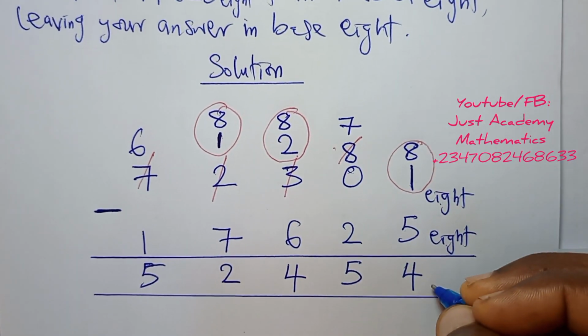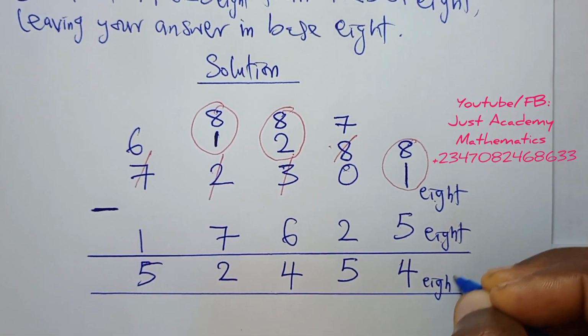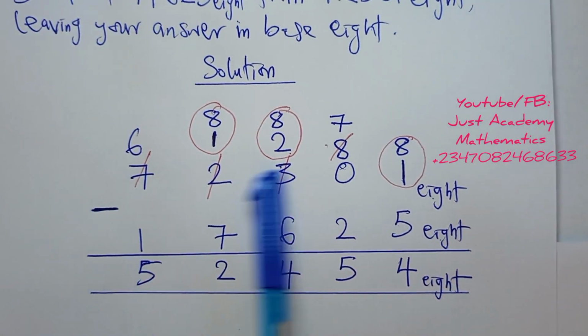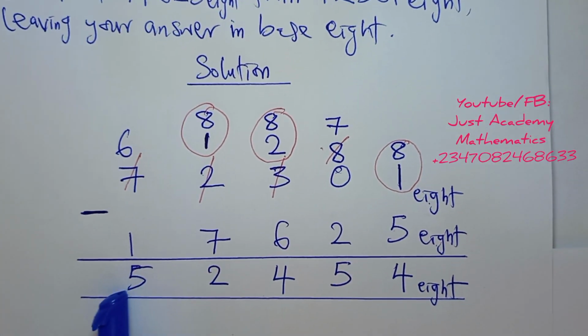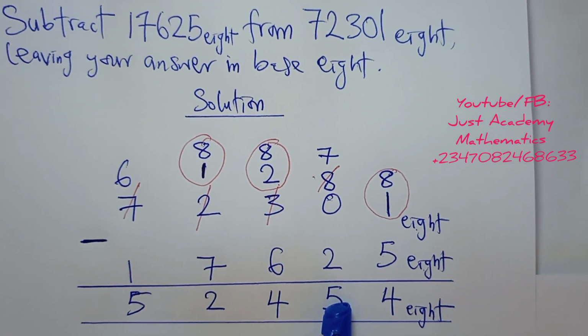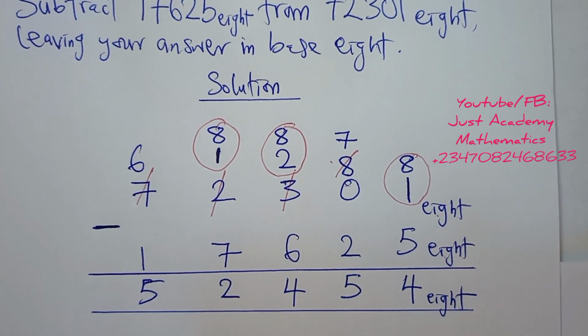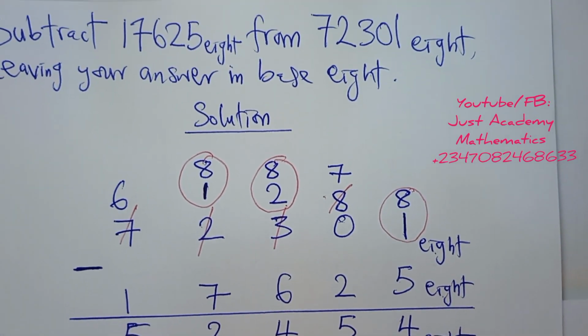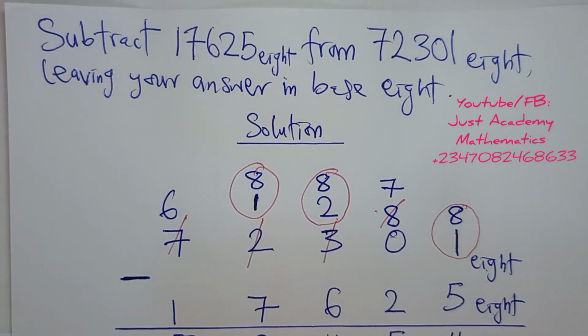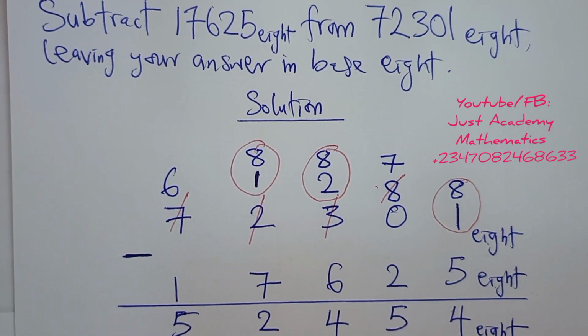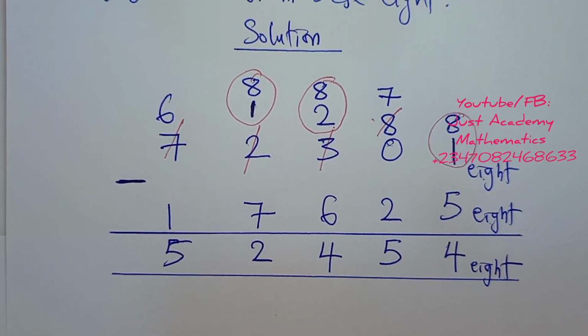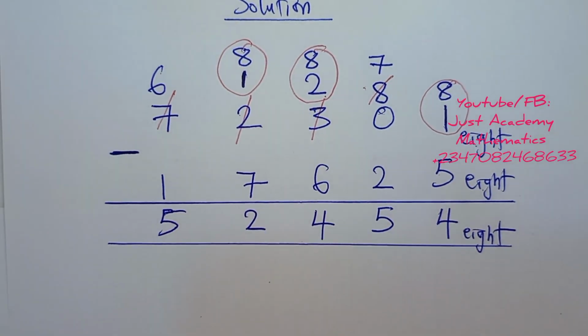5. And this is done in base what? 8. So when you do the operation, the answer is 5245 in base 8. So this is how to operate a number base with operation minus in base 8. You can try your own with any other base. It's the same procedure and you'll get the answer.